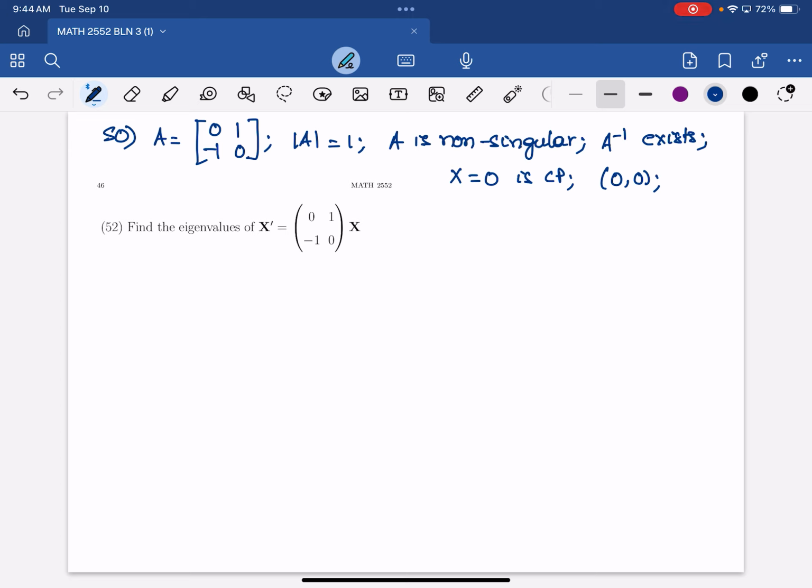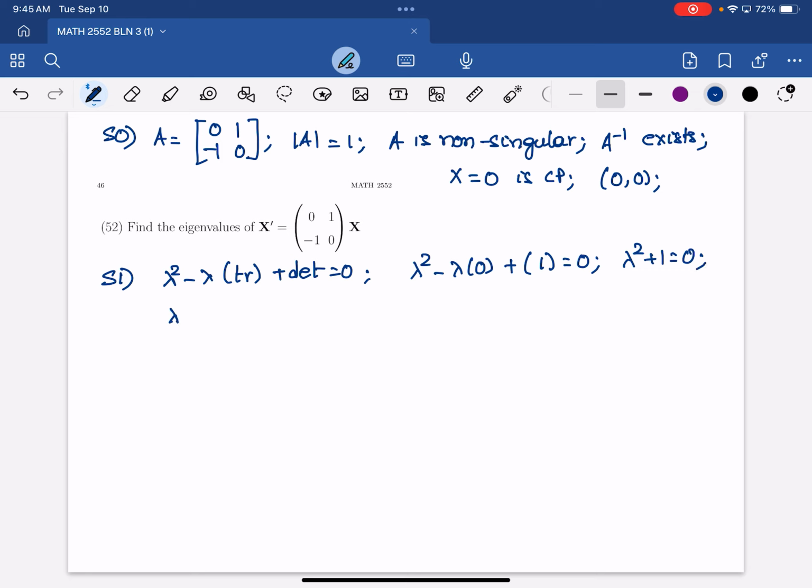Okay, the next thing is I want to find eigenvalues. So what are my eigenvalues? I need to find out. Lambda squared minus lambda times trace plus the determinant is equal to 0. So in this case I get lambda squared minus lambda times 0 plus positive 1 equals 0. So you get lambda squared plus 1 equals 0, and lambda is going to be plus minus i. So in other words, the real part is 0, and the complex part beta is the coefficient of i, so that's going to be 1. Is that okay with you?